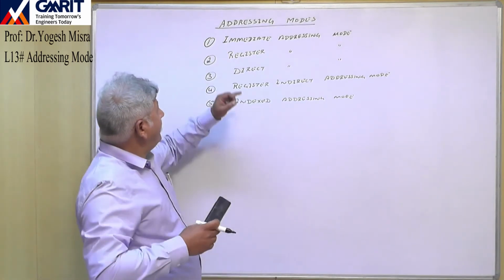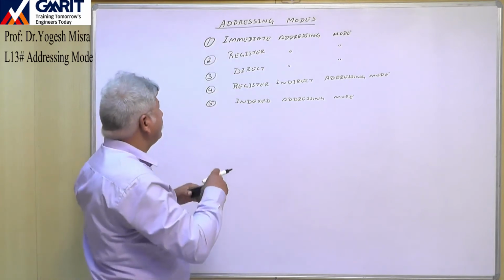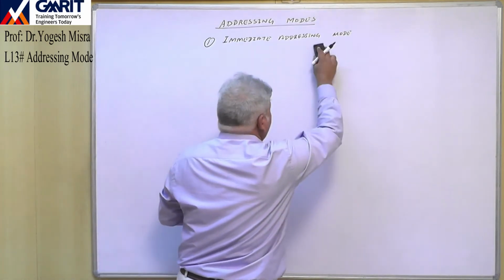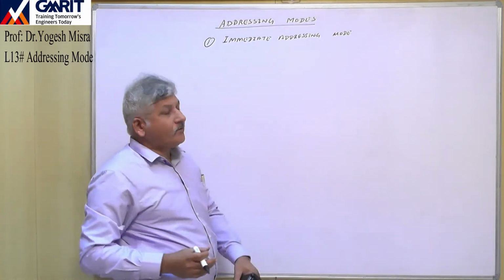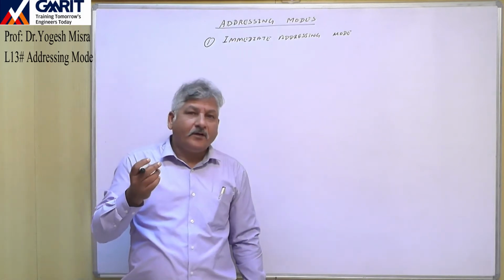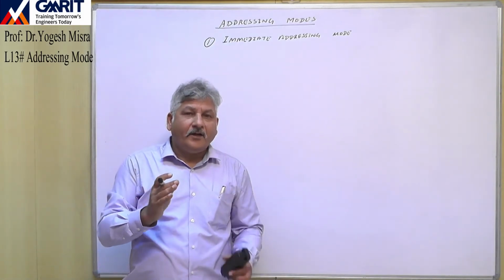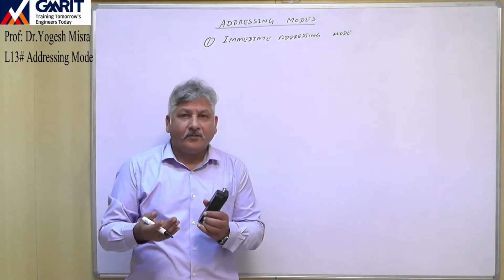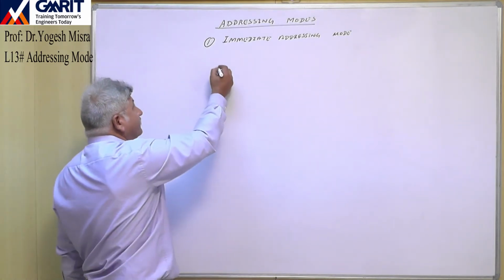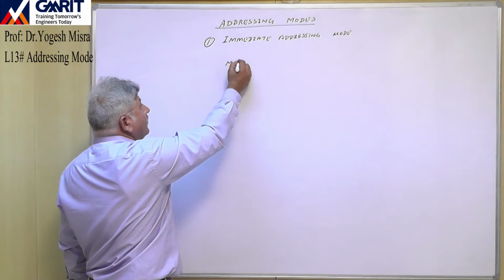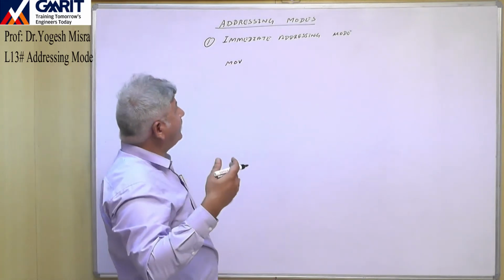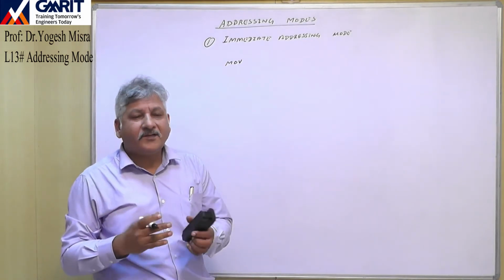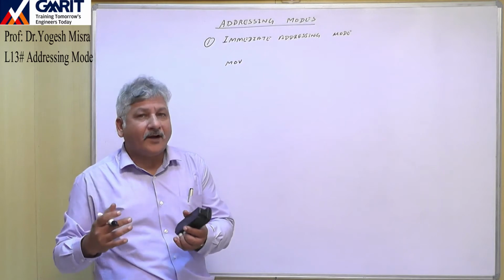So first we will discuss immediate addressing mode. In case of immediate addressing mode, the operand is the part of the opcode. For example, we will discuss these addressing modes with the help of the move instruction. Move instruction is basically used for the transfer of data.